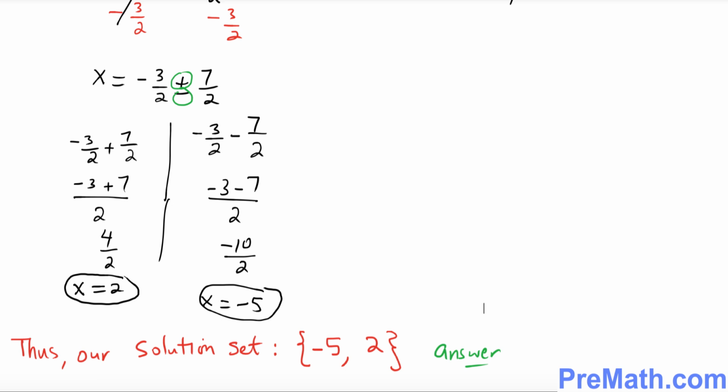Thus our solution set turns out to be negative 5 and 2 once again.